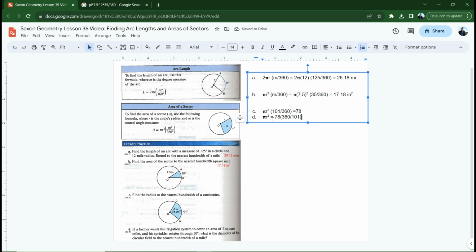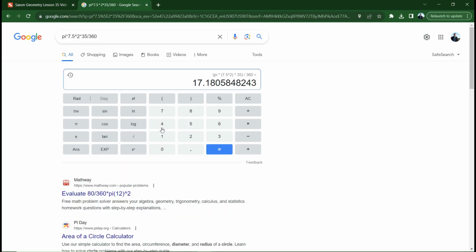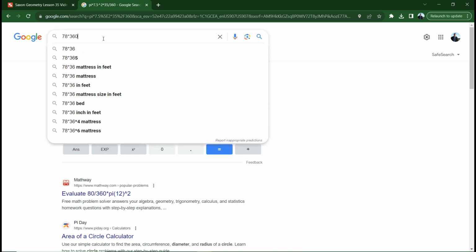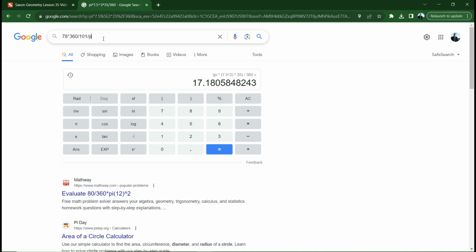And then what I'm going to do is divide both sides by pi. I'm just going to do that in this same step here. So I'm going to take pi and divide this side by it. There we go. And then the last thing we're going to need to do with my answer is take a square root to find r. We'll do that just on the calculator and we'll figure out what r is. So 78 times 360 over 101 divided by pi.